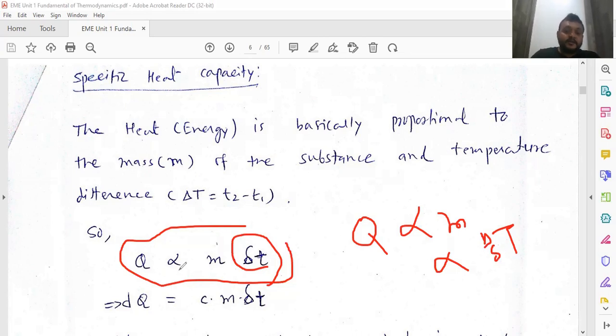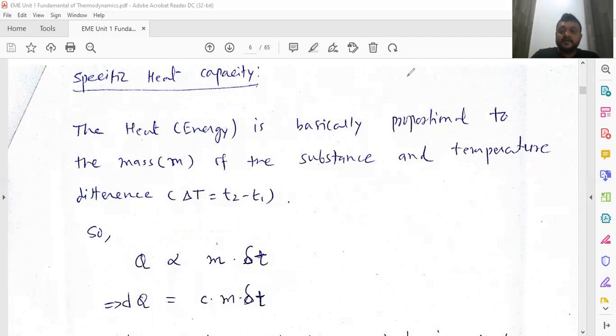And proportionality is to be converted into equality by adding one constant. According to the mathematical rule, we have to add one constant to convert the proportionality into equality. So Q, it is the transient quantity. So Q means dq, change in heat. dq is equal to C into M delta T. Okay, so dq is equal to C into M delta T.